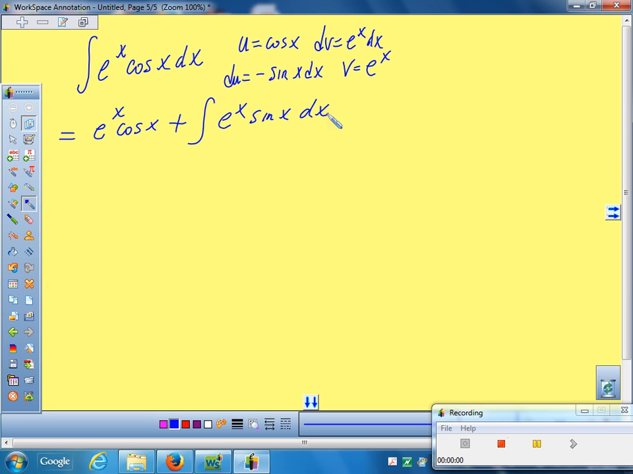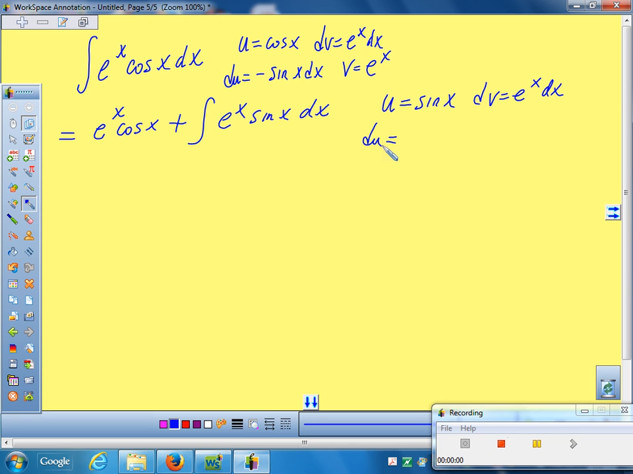But we're going to have to do it again. Aren't we stuck in the same place? We've got two different functions. We can't integrate those. So we're going to do it again. And once again, set it up in the same pattern. Don't reverse it. Since u was a trig function before, u needs to be the trig function again. So, okay, we'll do it again. u is sine, dv is e to the x dx again.